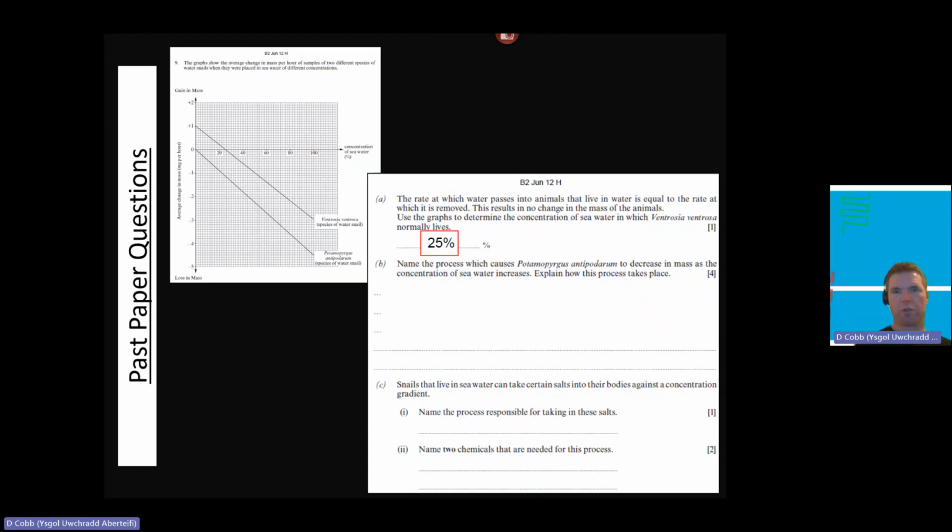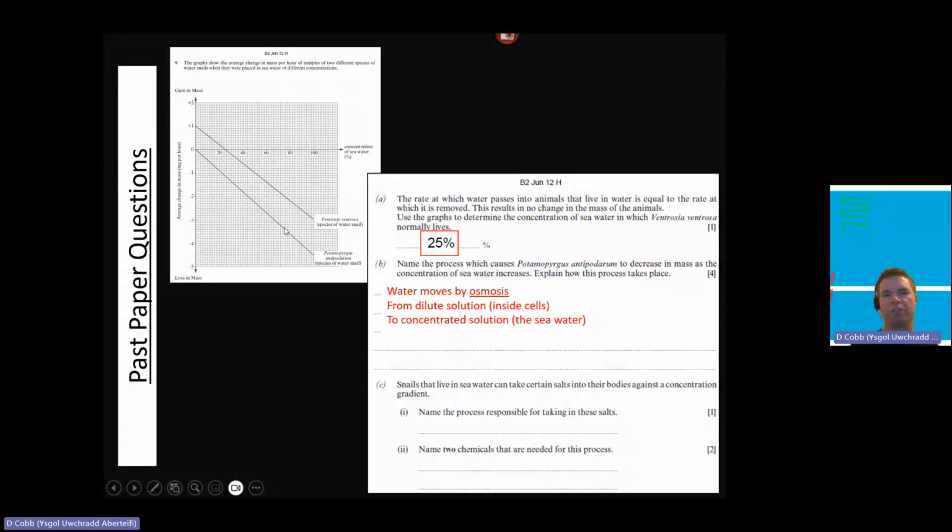Name the process which causes the other snail to decrease in mass as the concentration of seawater increases. Talking about this other snail here, look, no matter what concentration of seawater, it decreases in mass. Here we go again. Water moves by osmosis from a dilute solution, which is inside the cells in this case, to a concentrated solution, the seawater. How do I know it's going in that direction? Because they've decreased in mass. So water must have moved out of the cells to the seawater.